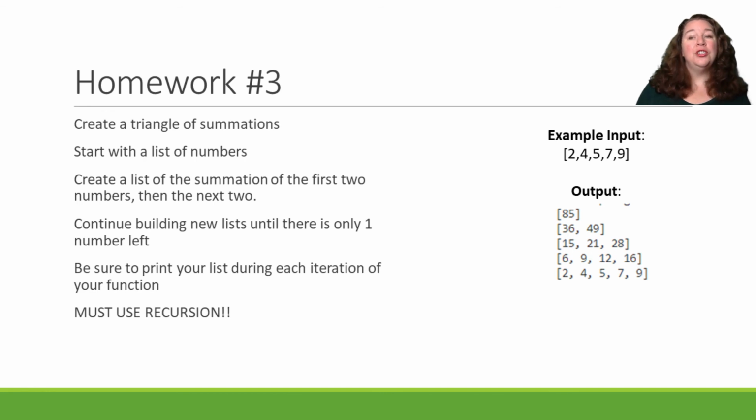Be sure to print your list during each iteration. You can have code before and after your recursive function, so figure out where you want to print that. Go ahead and add some print statements while you're coding to make sure you understand it. And I want the output to look similar to this. Now, yes, this is a right-angled triangle as opposed to a normal isosceles triangle, but that's because I didn't want to make the effort of printing it weird. So this is the triangle that I want you to create.